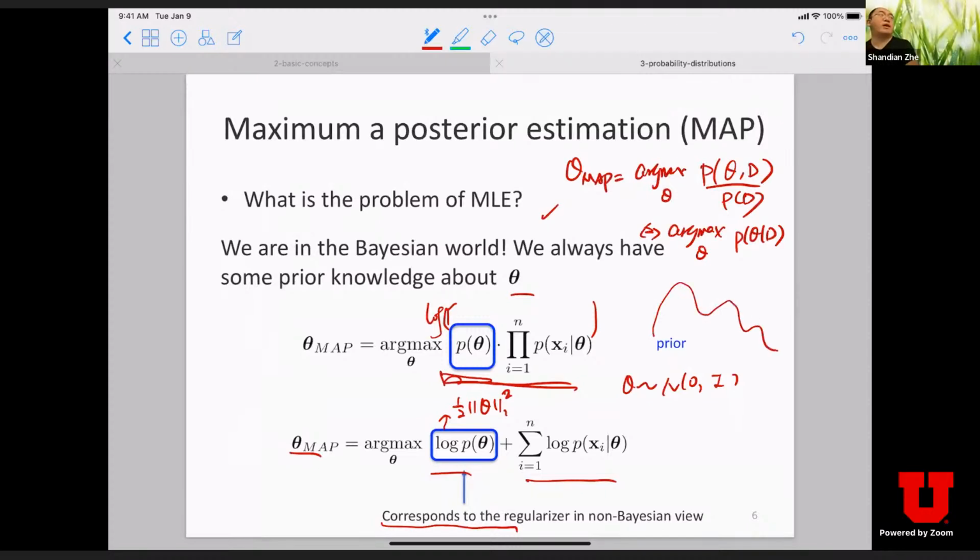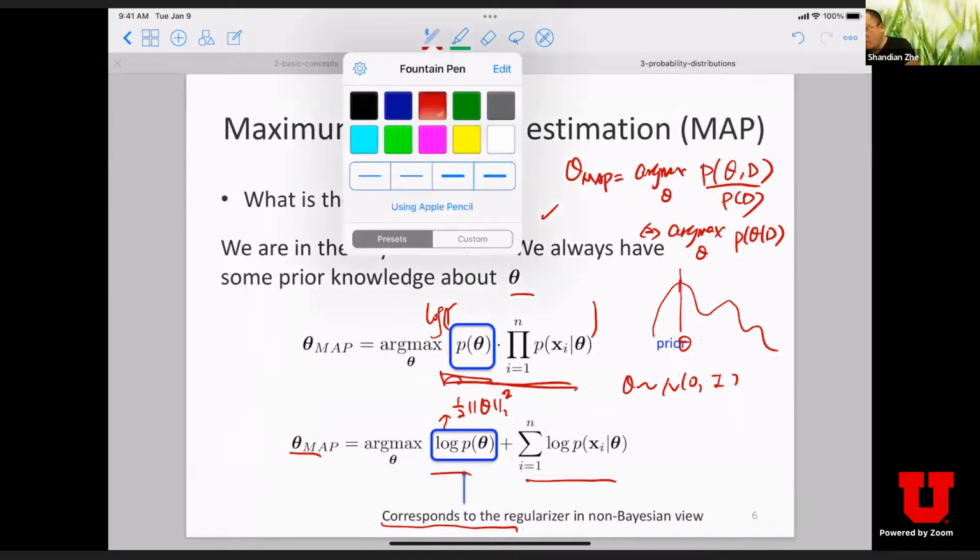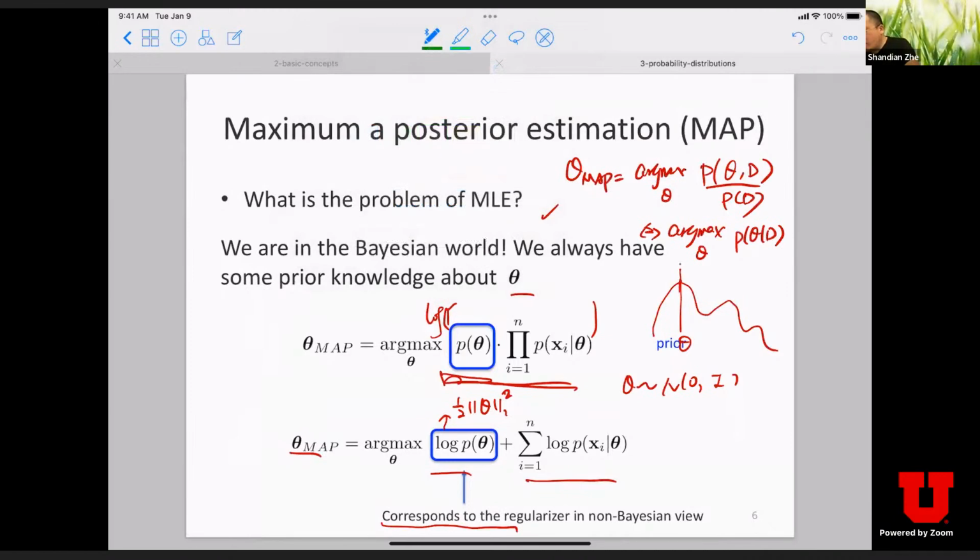So this is your posterior distribution. It might be quite complicated. The MAP estimation only finds one particular value of theta which can maximize the posterior density. You only know one point of information here. But from the Bayesian world, we want not only this one point. We want the whole distribution.